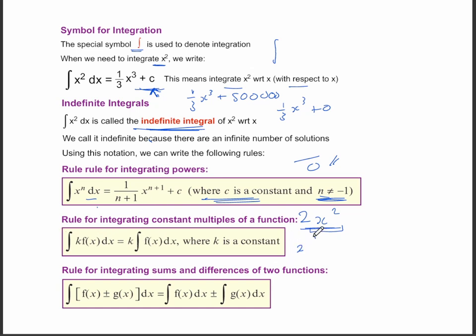So 2 integral of x squared. So you just integrate x squared with respect to x, obviously. Then you will multiply by 2 at the end. And this works where k is any constant.